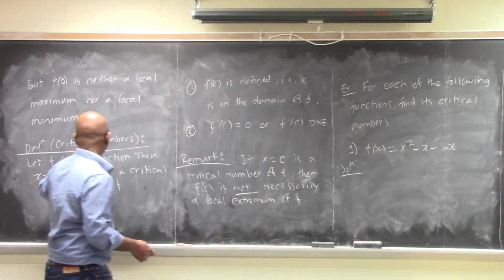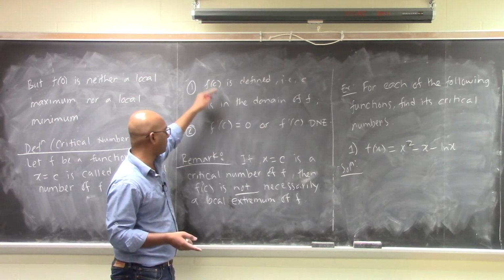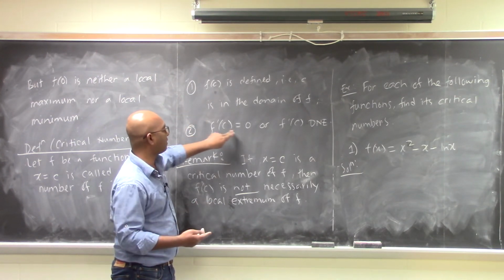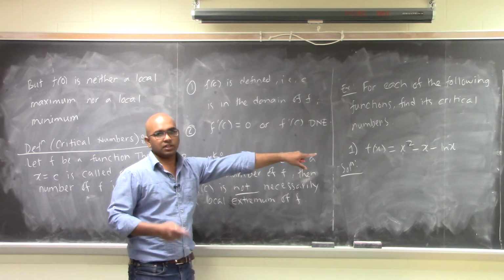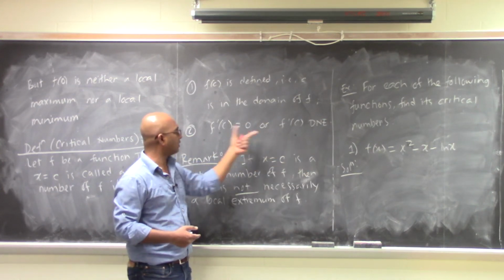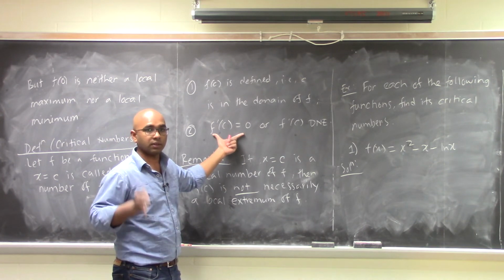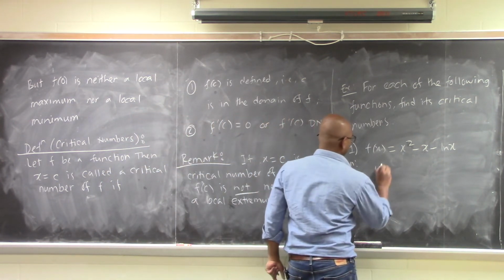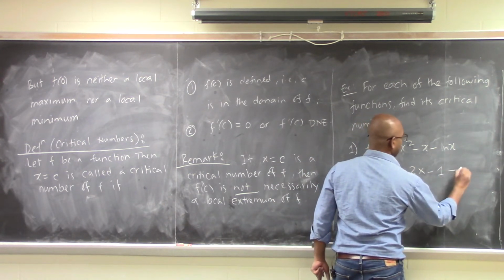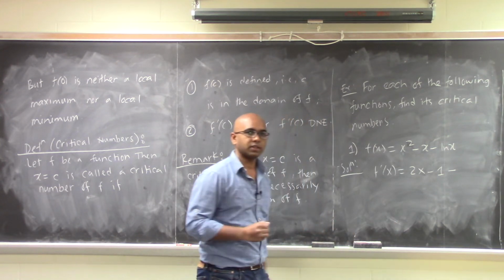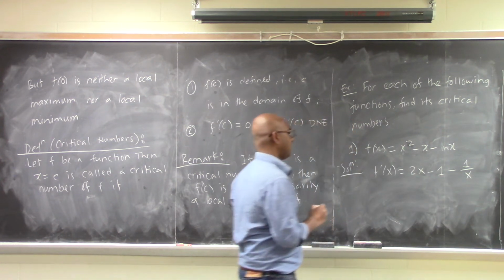So, the critical number definition had two parts, right? So f of c is defined, that's one, but in the next part we have two cases, f prime of c equal to 0 or f prime of c does not exist. But here the function is differentiable everywhere on the domain, so we just need to think about f prime of c equal to 0. Okay, so first we need to figure out the first derivative, f prime of x, which is going to be what, 2x minus 1 minus, what is the derivative of natural log of x? 1 over x. Okay, so that's my function.